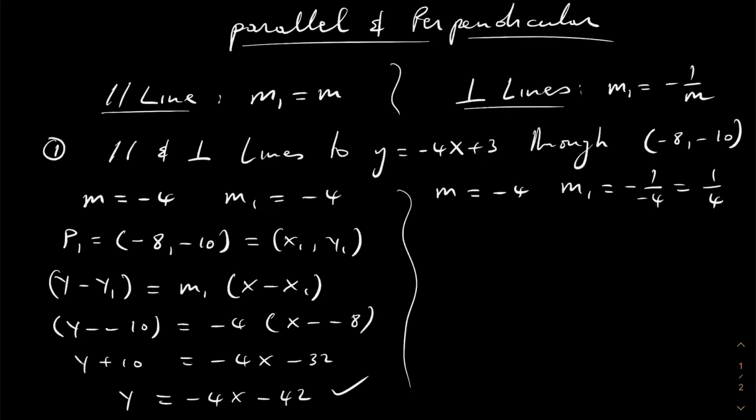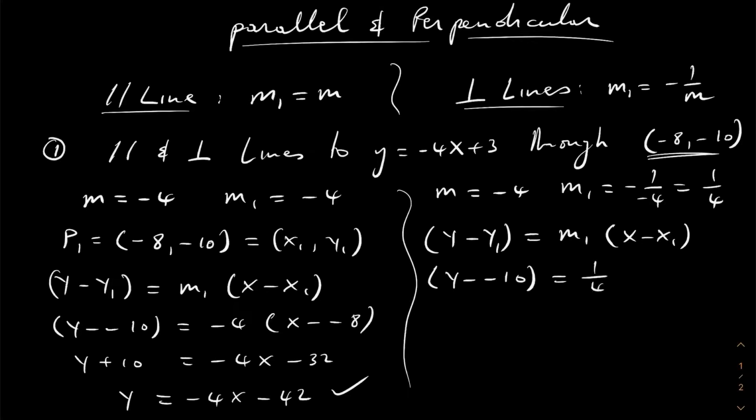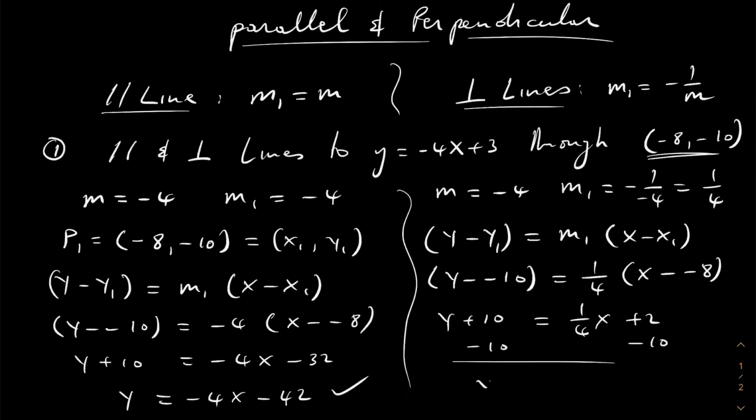And so with that and the point P1 of coordinate -8, -10, we're going to use the point slope form to write this equation as y minus y1 equals m1 times x minus x1. And so that will give us y plus 10 equals -1/4 in parentheses x plus 8, which gives us y plus 10 equals -1/4 x minus 2. And to write this in slope-intercept form, I'm going to have to again subtract 10 on both sides, giving me y equals -1/4 x minus 12.